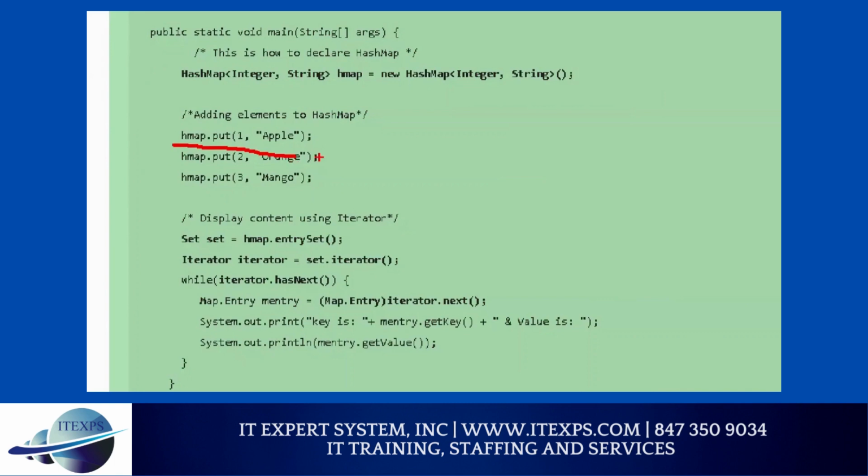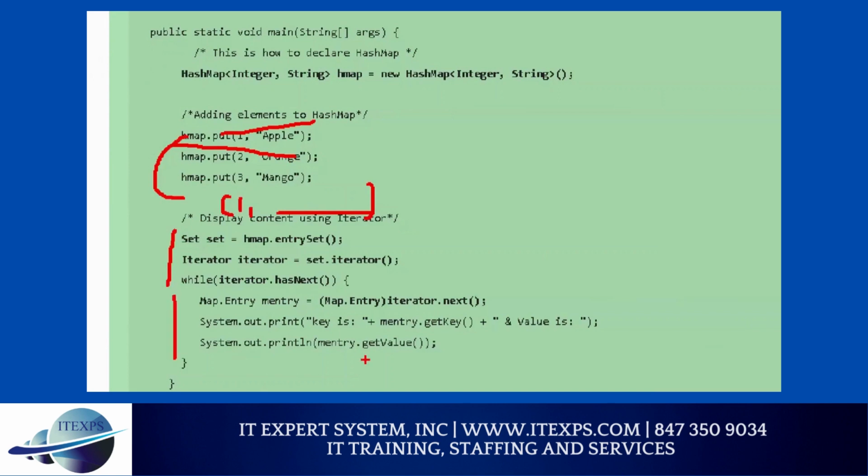So if I write one again, and if I say America, then what will happen? This value will be gone and it will take one America. Make sense or no? Because the key will remain one. You cannot have a duplicate key. And this is a process in order to take the loop.